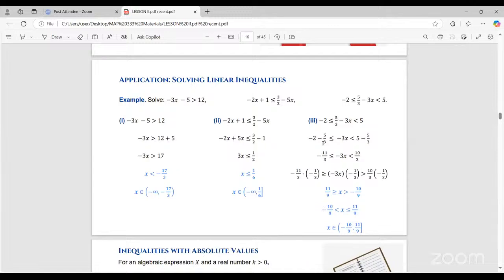Why is it there? Why is it inclusive, this 11 over 9? Because the interval is closed here. And this is not inclusive because it is open here.